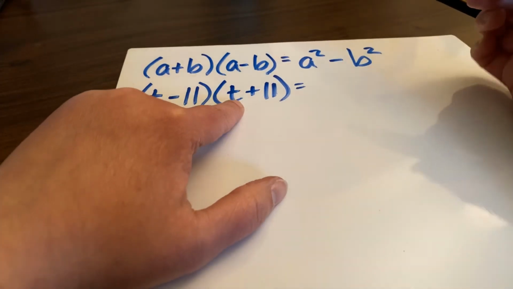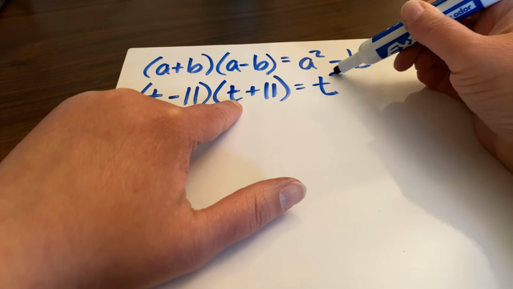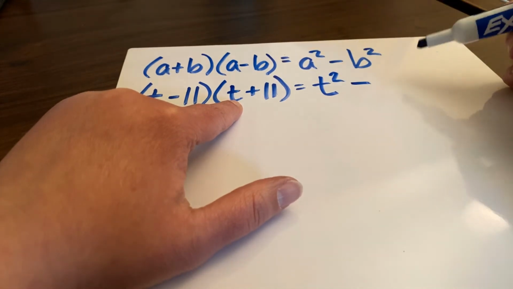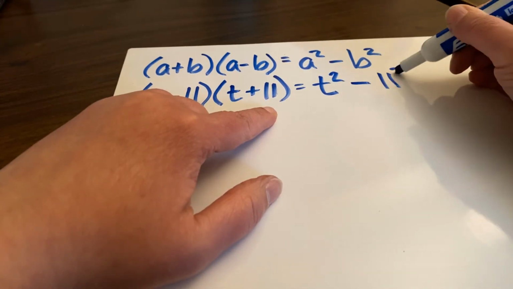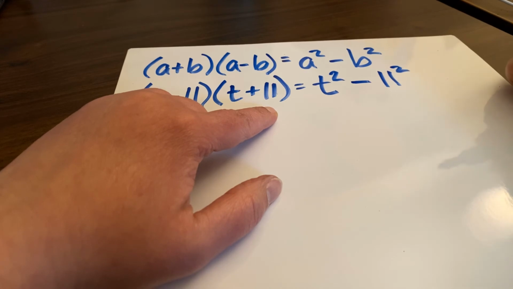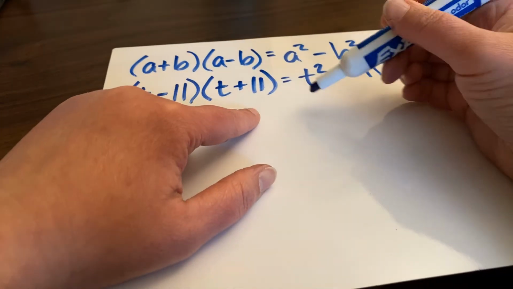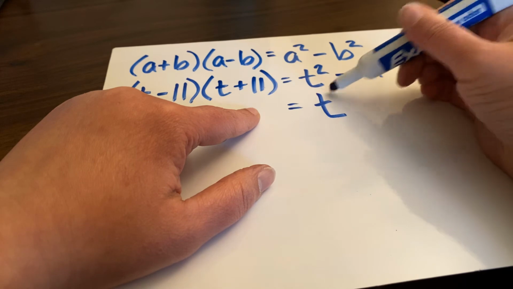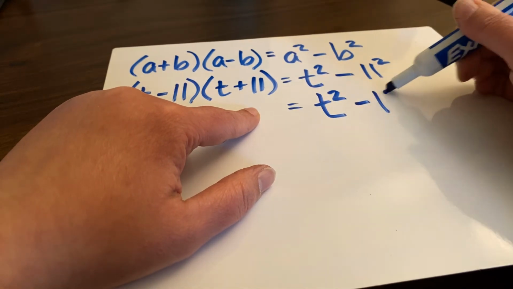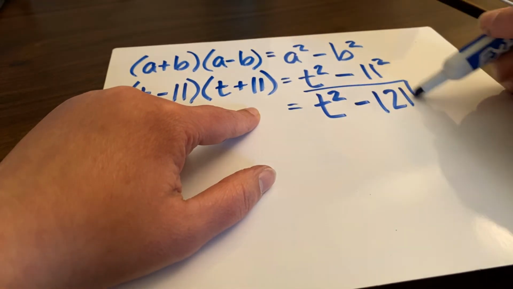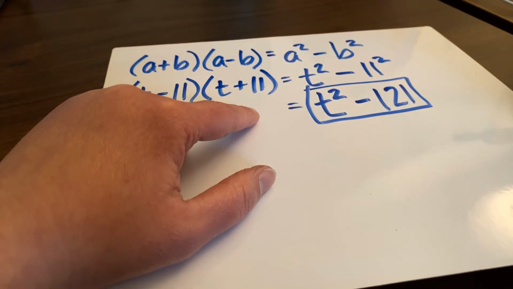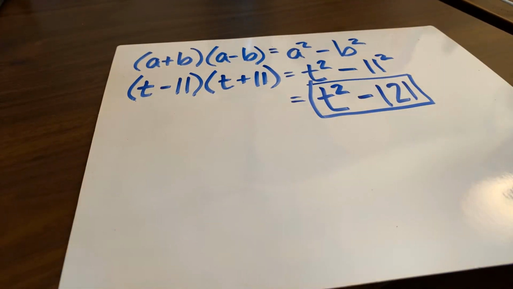So we're going to take that first term and we're going to square it. So it's t squared. And then there's a minus sign followed by an 11 squared. Do you guys remember what 11 squared is? Yeah, that's right. It's 121. So this simplifies to t squared minus 121. Box it. That's your answer. All right, don't forget to show your work on your homework.